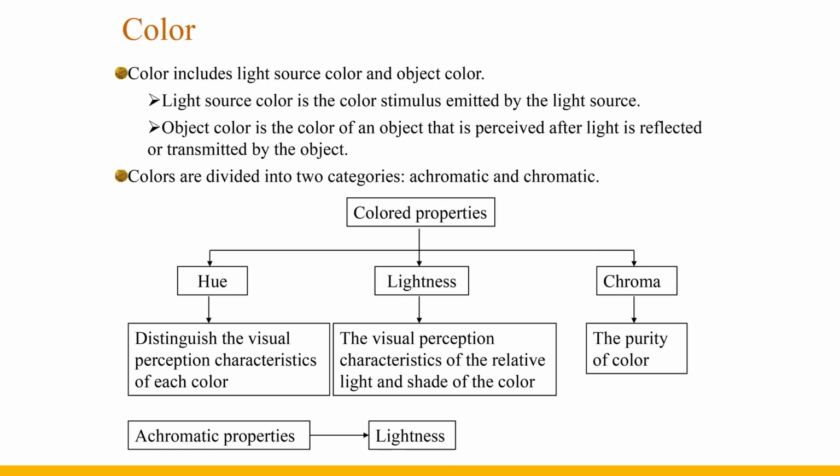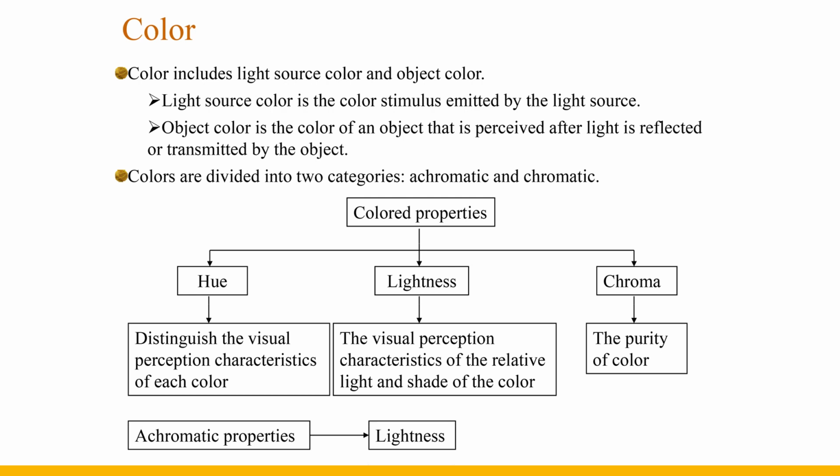Color is a visual perception attribute arbitrarily composed of chromatic components or achromatic components, which affects the quality of the light environment, affects people's physiological and psychological activities, and affects work efficiency. Color includes light source color and object color. Light source color is the color stimulus emitted by the light source. Object color is the color of an object that is perceived after light is reflected or transmitted by the object.